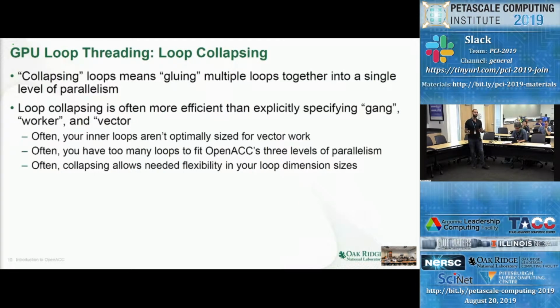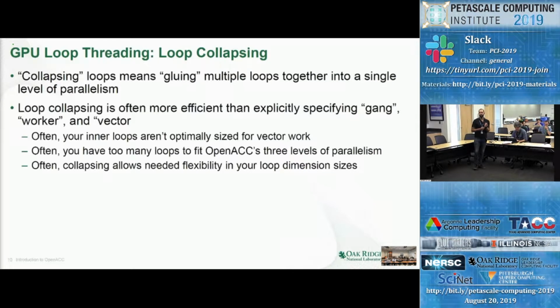I recommend that you collapse if at all possible, and there's a reason for this. First, if you collapse multiple loops together, and I'll have an example in a second of what that looks like, you're basically gluing multiple loops together into a single level of parallelism. Loop collapsing is often more efficient than explicitly specifying gang, worker, or vector, and the reason for that is oftentimes your inner loops are not sized perfectly for the vector size on the accelerator that you're targeting.